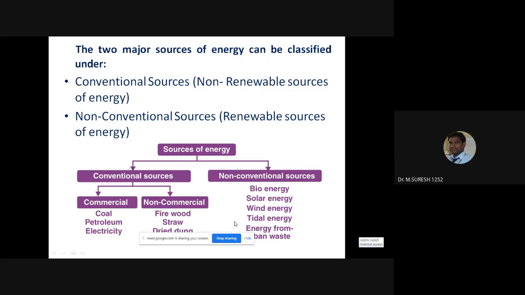Based on the non-conventional sources, we have to classify bioenergy, solar energy, wind energy, tidal energy, and energy from urban waste. With respect to non-conventional energy, we are going to discuss each and every unit in detail.